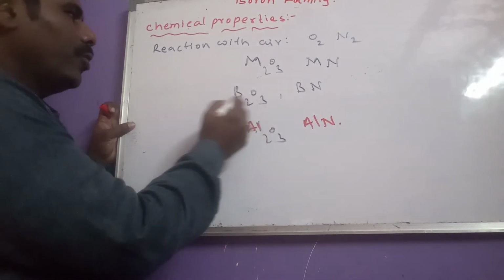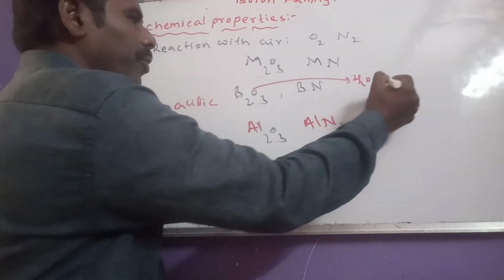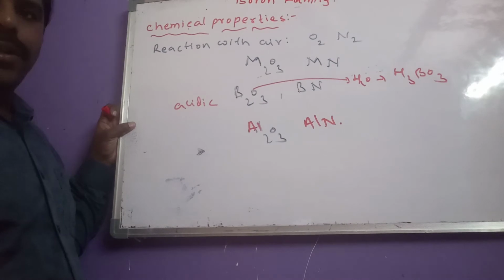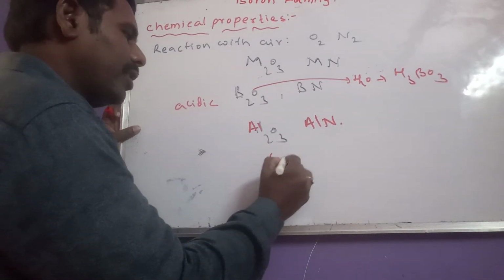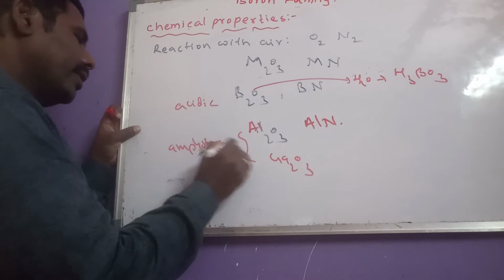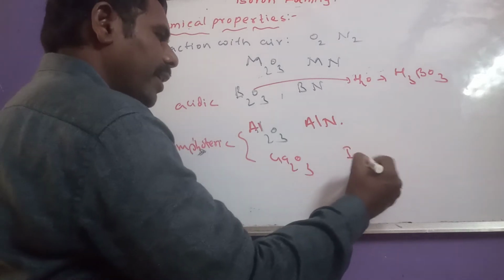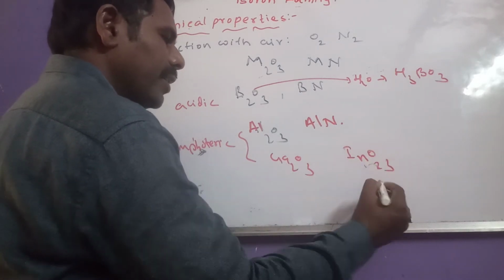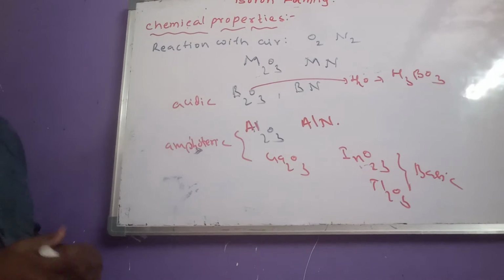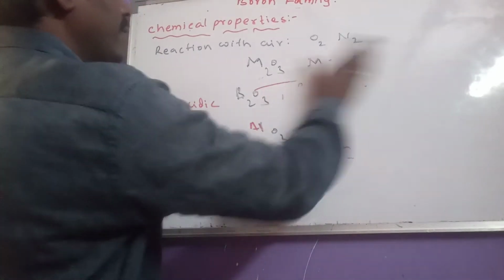In this, B2O3 has acidic nature. When it dissolves in water, it produces boric acid, H3BO3. That indicates the acidic nature of B2O3. Al2O3 and Ga2O3, these two have amphoteric nature. And the remaining oxides, In2O3, indium oxide, and Tl2O3, have basic nature. So this is regarding the oxides and nitrides of the third A group elements formed by reactivity with air.